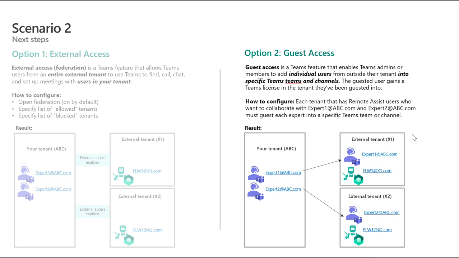So how do you configure this? Well, each tenant that has remote assist users who want to collaborate with someone outside their tenant will have to guest each specific individual into one of their specific teams or channels.